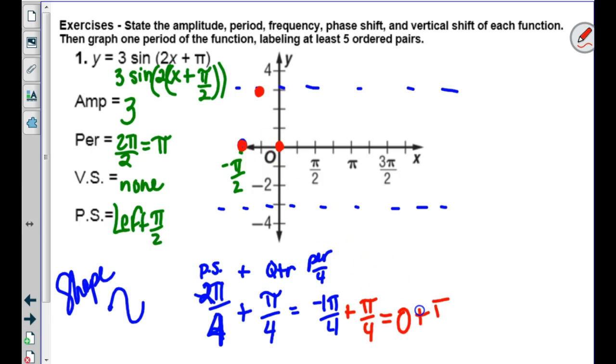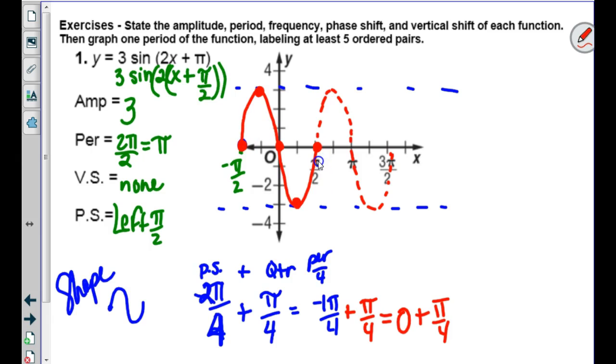Okay? If I add another pi over 4, that's where it has a minimum, which would just be pi over 4. Add another pi over 4, which would be pi over 2, and it's back to the midline. So there's one period. We could keep going. This was shifted to the left pi over 4, and it was a sine graph.